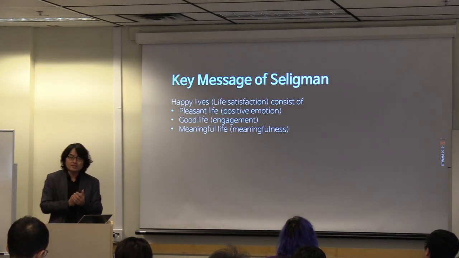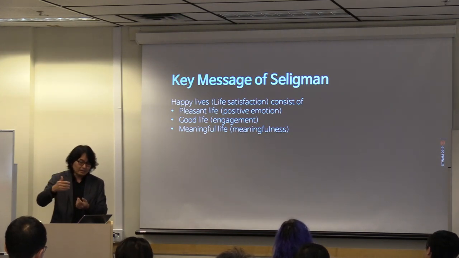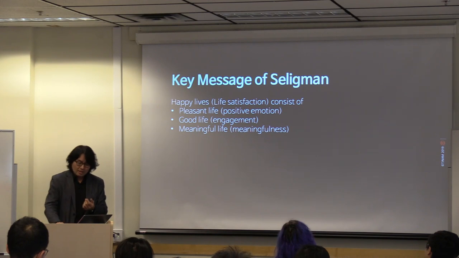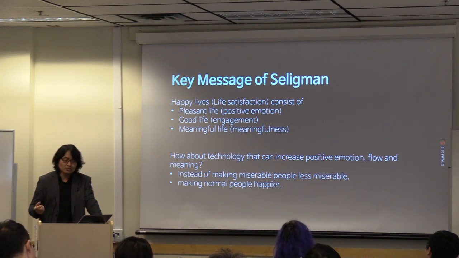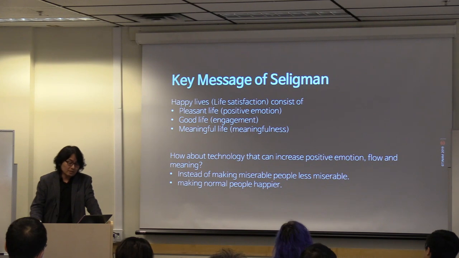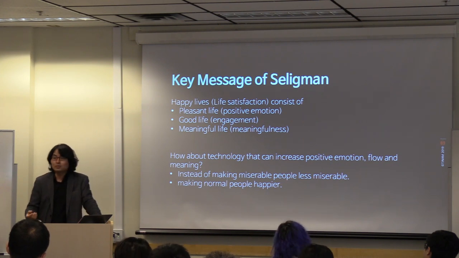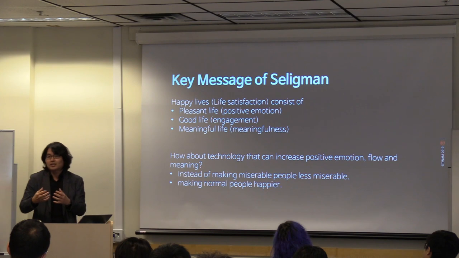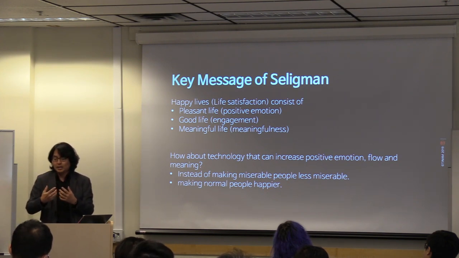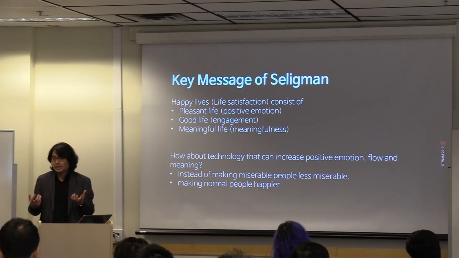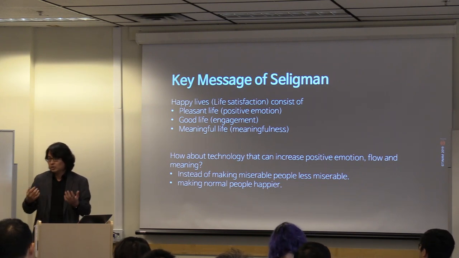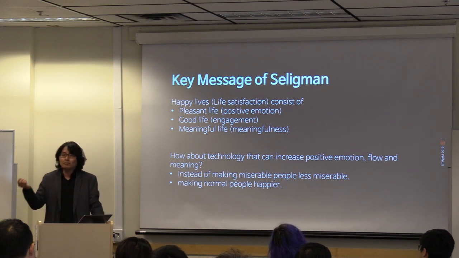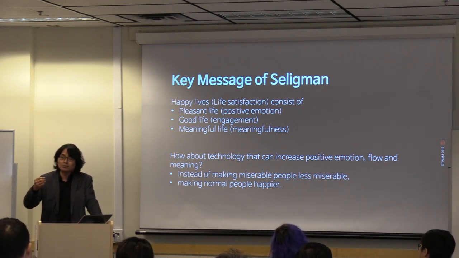In his book, the key message is that happy lives consist of three key things: a pleasant, good and meaningful life. He argues that technology should focus more on increasing positive emotion, flow and meaning, and instead of making miserable people less miserable, we should work more on making normal people happier. I think this is much more related to what design is about. What I explain is that the difference between engineering design and design is that engineering design always starts with a problem, but design sometimes starts without a problem. Sometimes people say they are creating a problem, but it's not really a problem. It's always thinking about the preferred state.